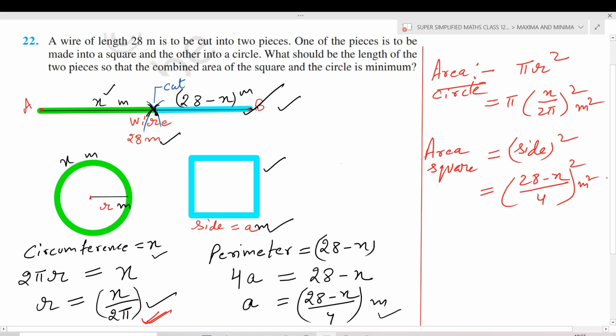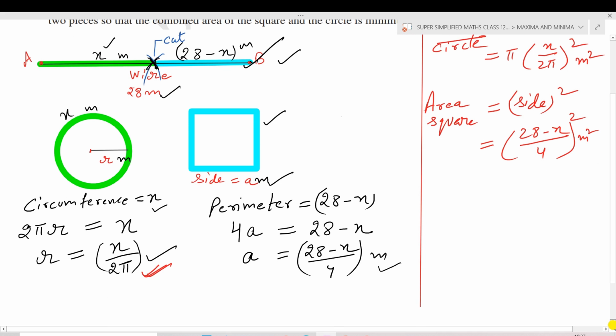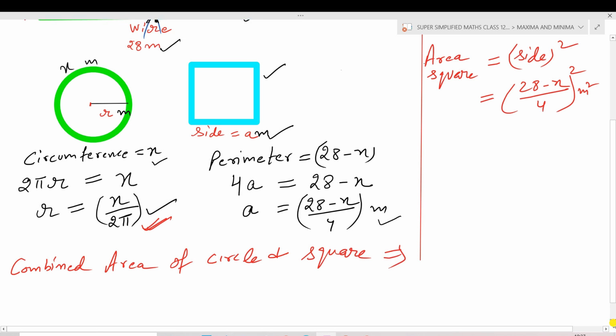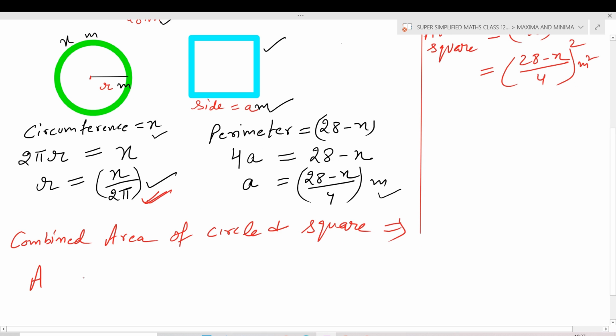Now let us come to the function that we have to form. We want the combined area to be minimum. So we find the combined area of the circle and square. Let us call it A, and this is pi times (x upon 2 pi) square, that is pi r square, plus the side of the square, square.